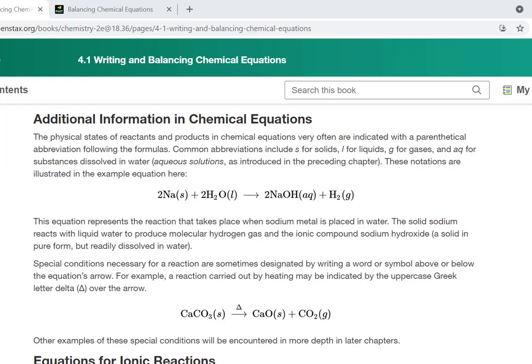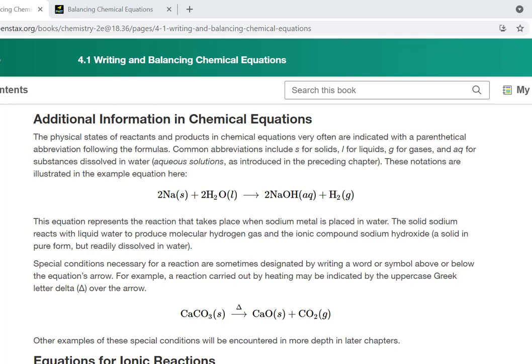Hello, everyone. A little short part of this section on additional information in chemical equations. We could have covered this at the start, but this is not where your textbook had it, so we're just going to go ahead and show it where your book has this after the section on balancing equations.